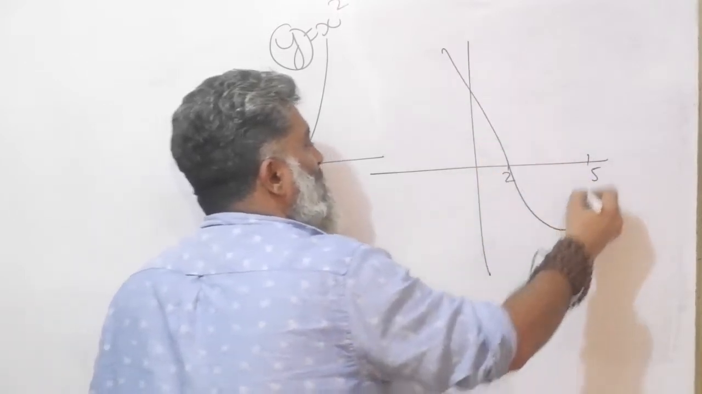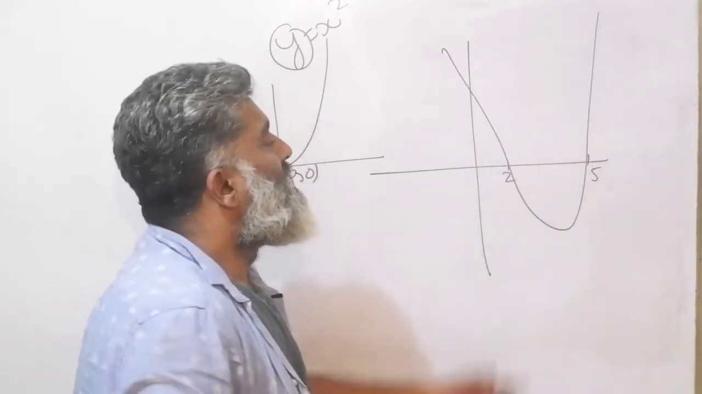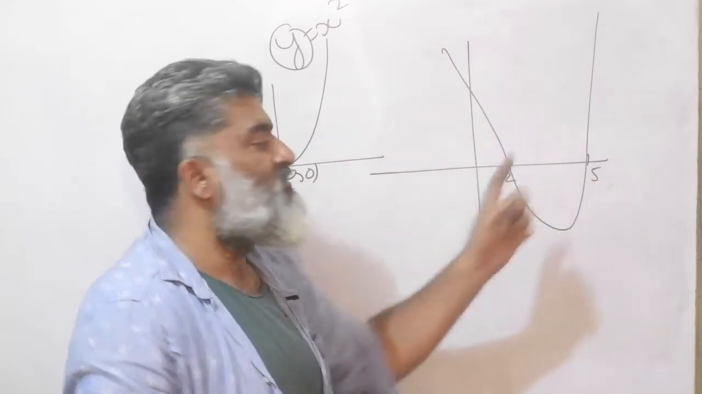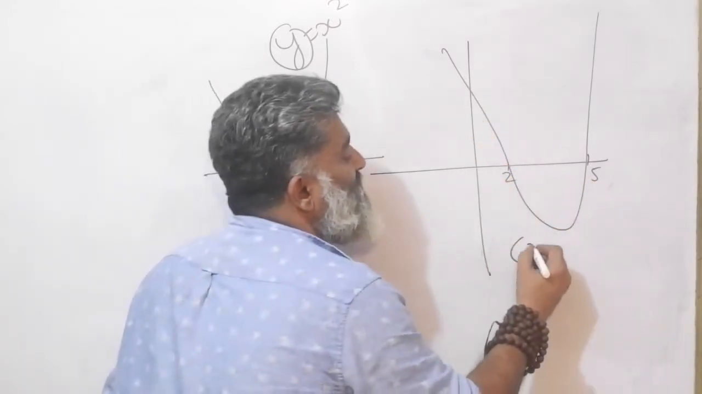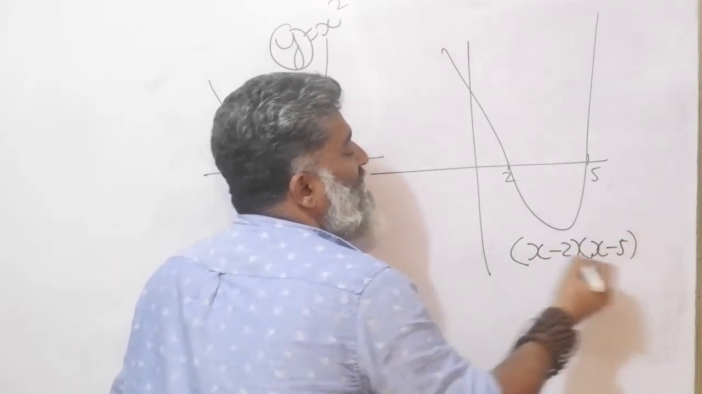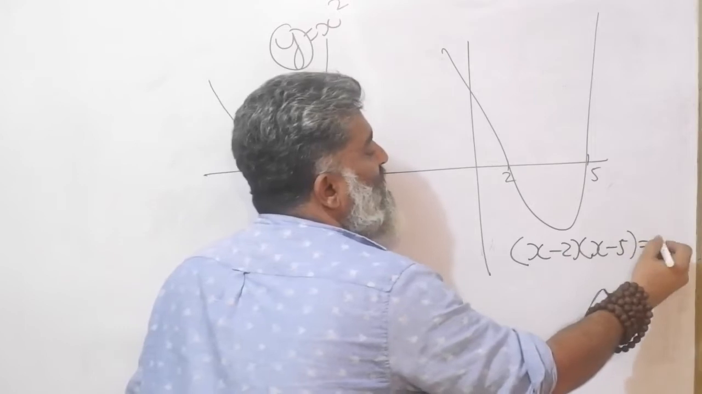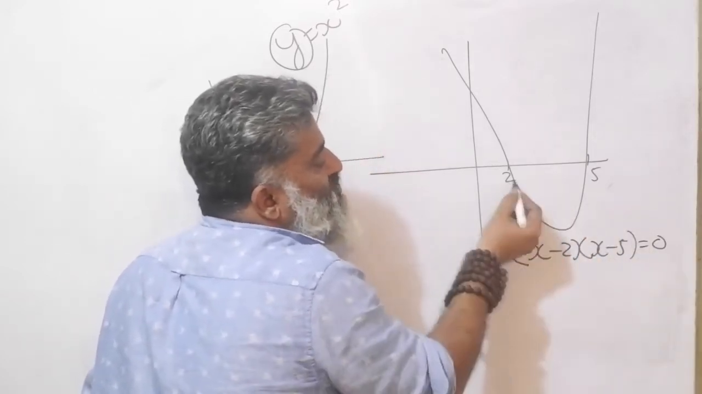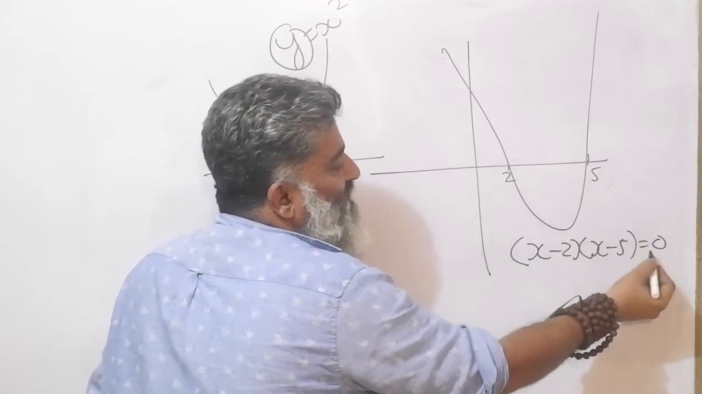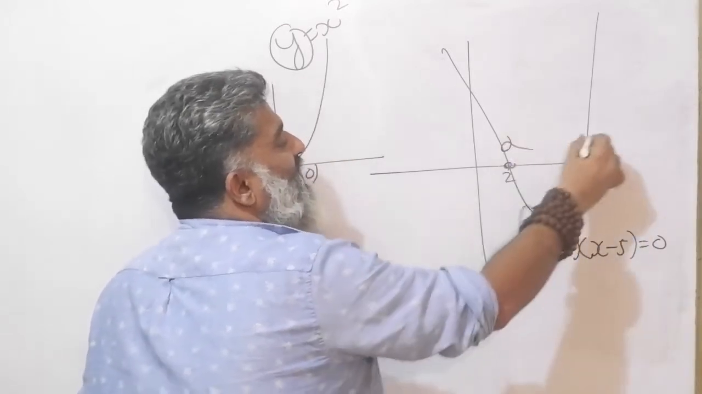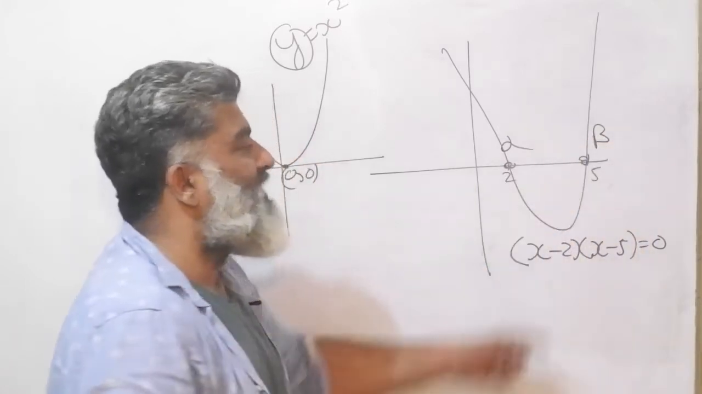Say this story. So 2 and 5 are the roots. This is the quadratic equation and it will look something like this: x minus 2 into x minus 5. If you put it equal to 0, then when you put x is equal to 2, you get 0. When you put x is equal to 5, you get 0, right? So these are the two roots, maybe alpha and beta if you want to call them, or vice versa.